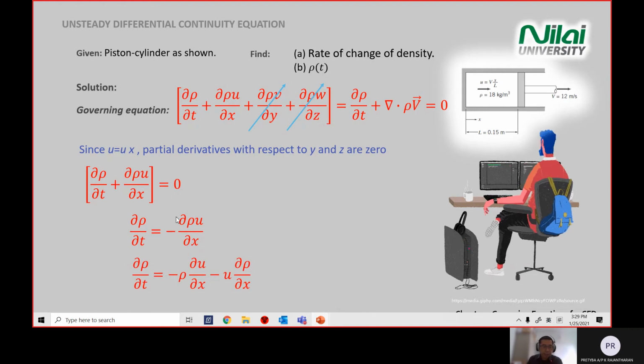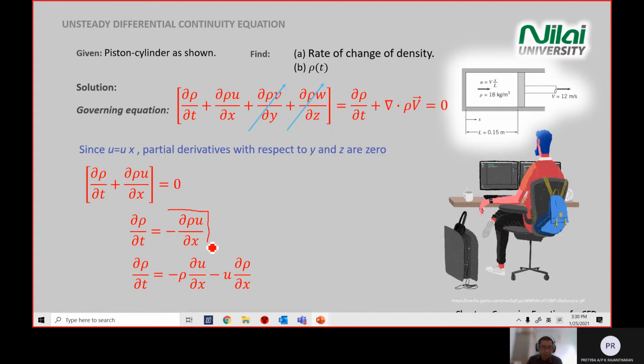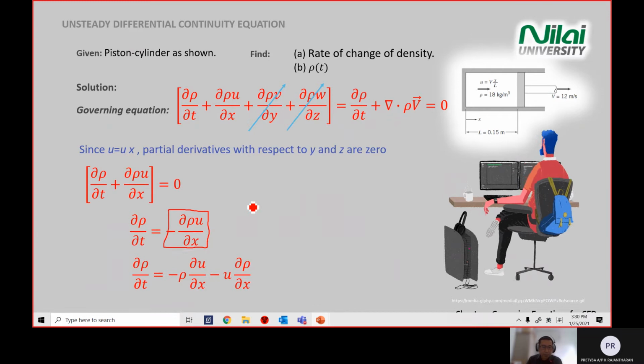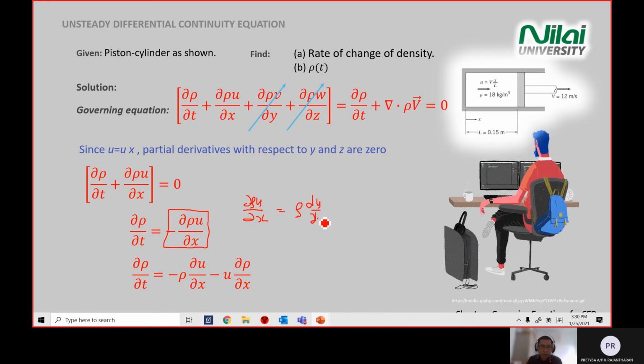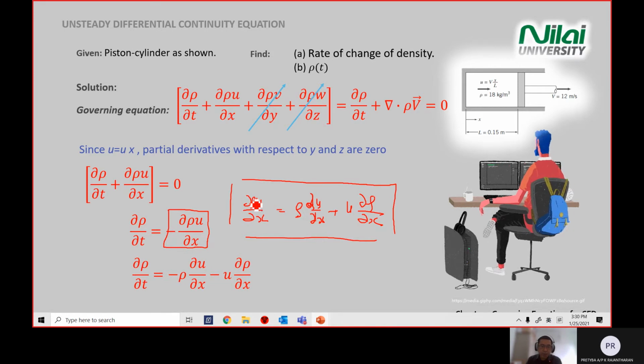And then if you break this term, del rho u over del x, you can write it as rho du over dx plus u del rho over del x. This is a partial differential equation, right? So you have 2 unknowns there. You can break it into this form.